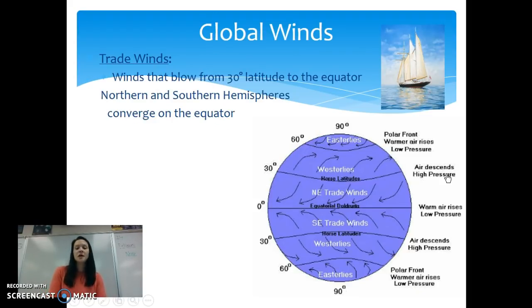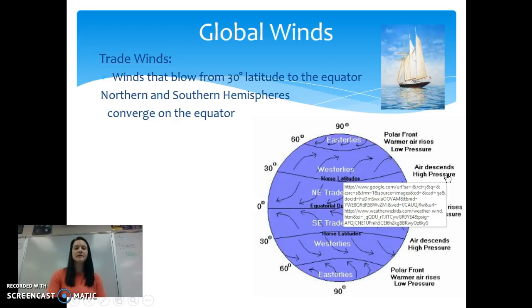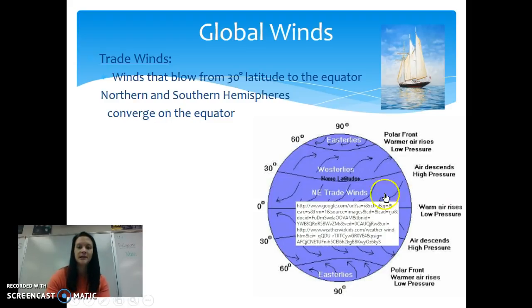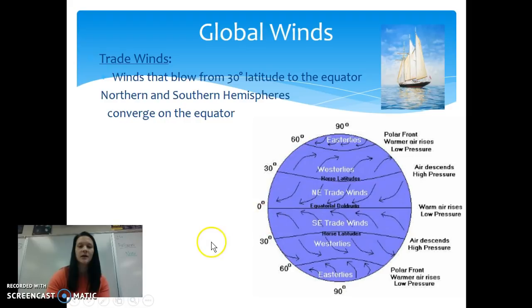So the first one is called the trade winds. These are the ones that blow from 30 degrees latitude down to the equator. So it's in both hemispheres. So you'll see these are the trade winds as they both converge on the equator.